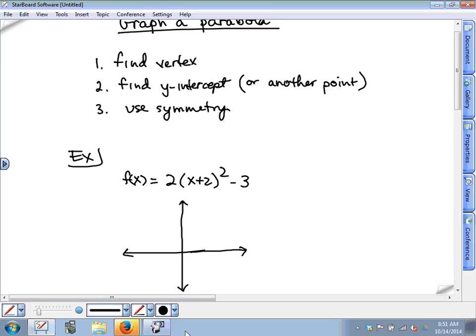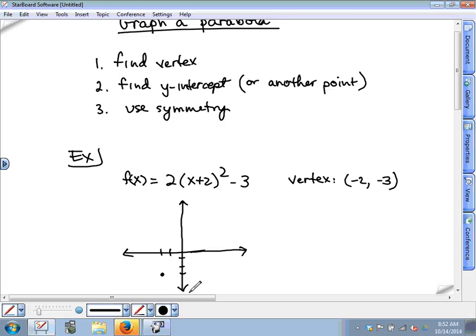So, we got to find the vertex. Isaiah, what do you think? Where would you say the vertex is? Negative 3 is part of it. It goes down 3. This also affects the vertex. It moves it somewhere. Negative 2. Did you guys hear that? He's right. The vertex is the point negative 2, comma, negative 3. It moves 2 to the left, down 3.